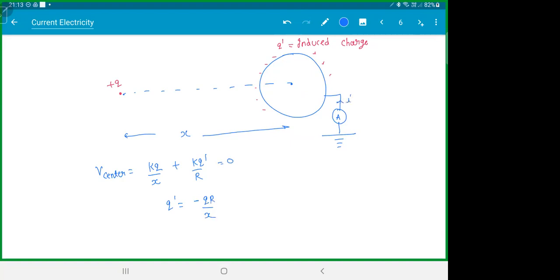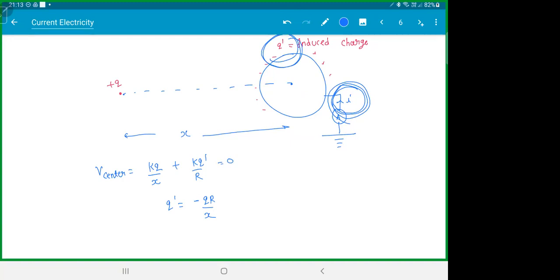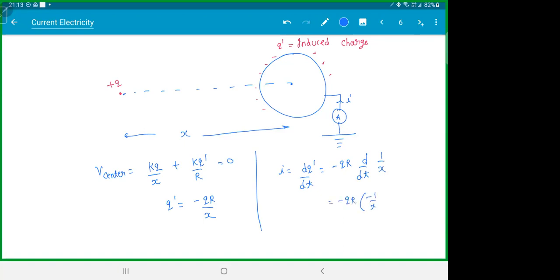So what is current? Whenever this current flows, which charge will change? Q dash, right? Does everyone agree with that? Q dash will change. So current I is equal to dQ dash by dt. So this will be minus QR d by dt of 1 by x. So that would be minus QR times minus 1 by x square dx by dt. So this would be QR by x square. And what is dx by dt?